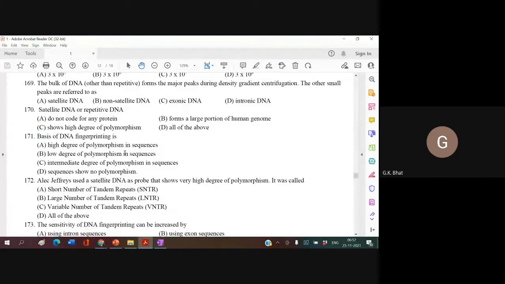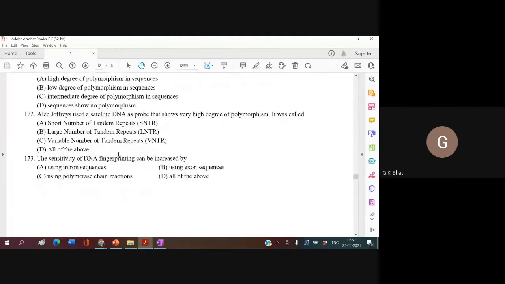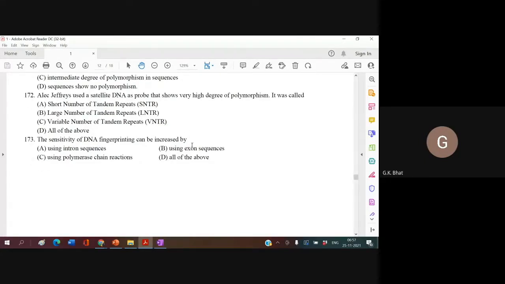171. Basis of DNA fingerprinting is. What is that? A. 172. C. Variable number of tandem repeats. 173.